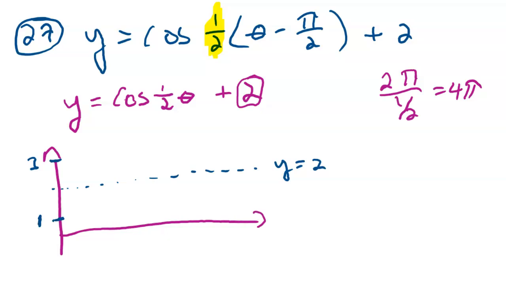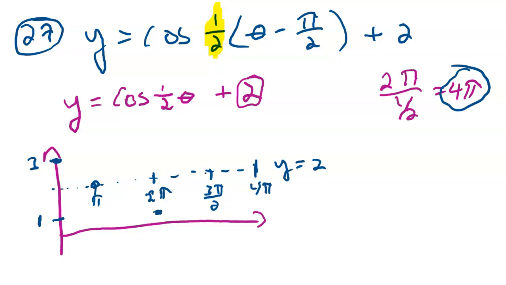All right, we know our period is 4 pi, so out here I'm going to write 4 pi, and then this is 2 pi, and this is pi, and this is 3 pi over 2. And then I'm doing the cosine function, so we know the cosine function looks like this. This is my cosine function.